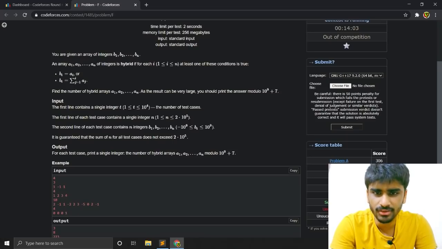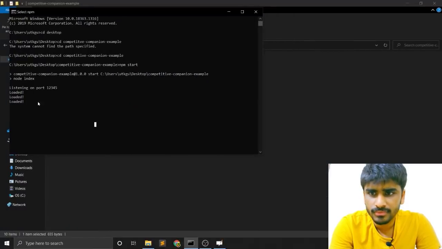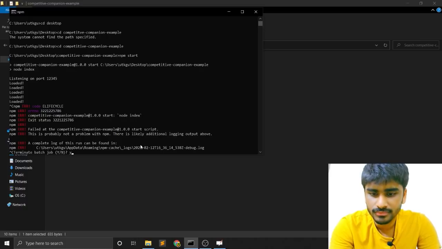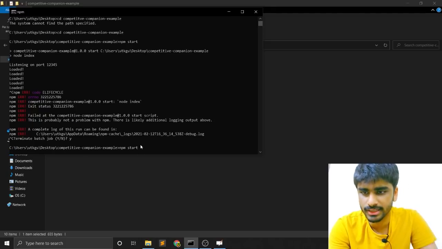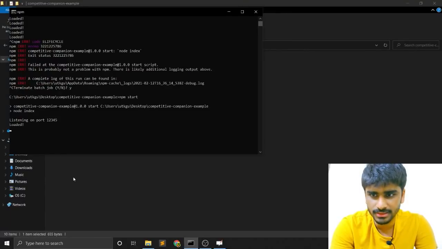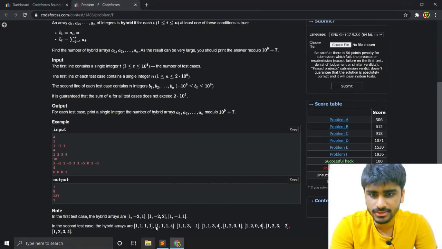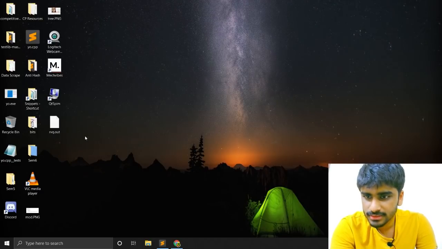Wait a minute, did it not work this time? Yeah, I think it didn't work. Let me try to run this again. Maybe I tried to run the index.js file, that's why it didn't. Yeah, I think now it will work. Yeah, so it just read the test case, and we have it loaded here. That means it loaded it, and it saved it to this file, I think. Yeah, where is that file? Maybe it's hidden or something.